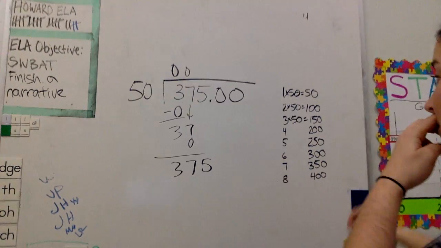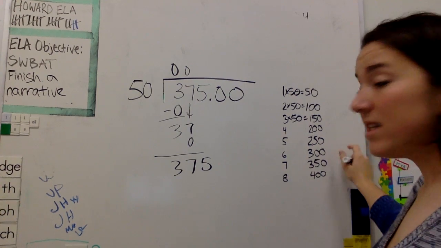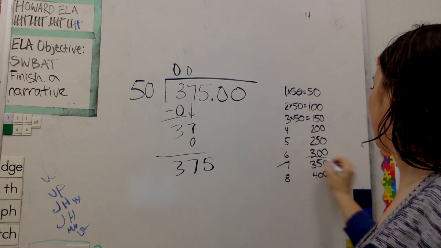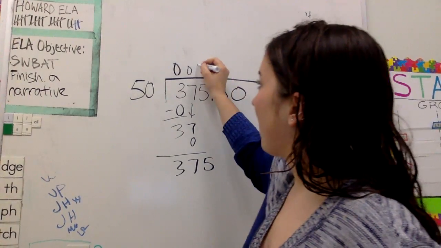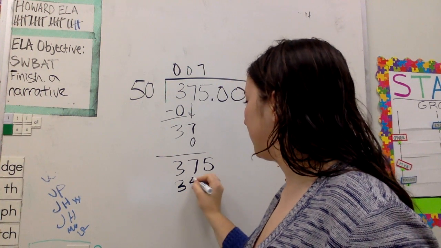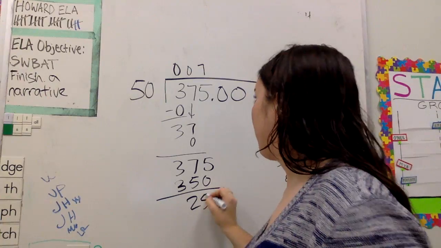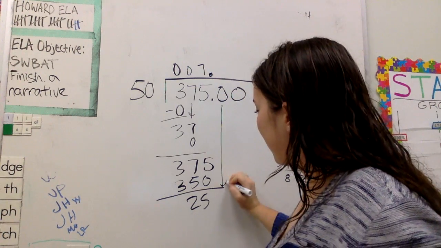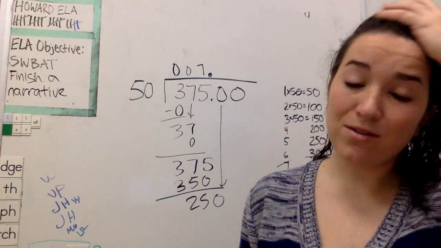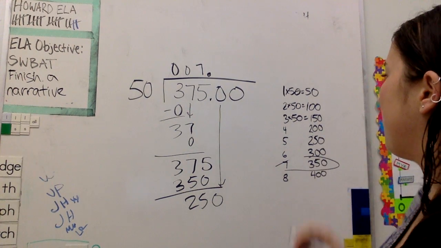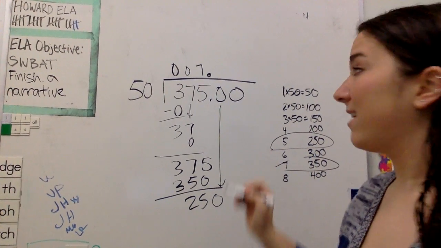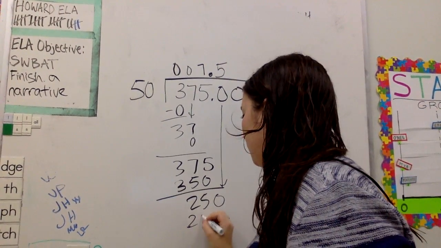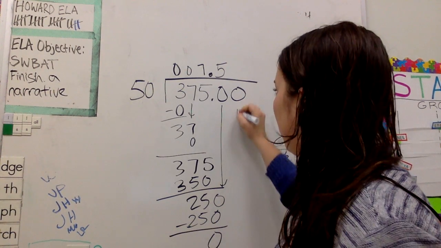All right, so now I'm going to look at which one of my multiples of 50 gets me closest to 375 without going over. And that's going to be right here, 350. So 50 goes into 375 7 times, and I subtract 350, end up with 25. Right here, remember I have a decimal, so I need to bring my decimal up top, bring down my next number. Now I need to figure out how many times 50 goes into 250, so I'll just look back at my multiples. Right here, it goes in exactly 5 times. 5 times 50, which I already have over here, is 250. Subtract 250, and I have 0.